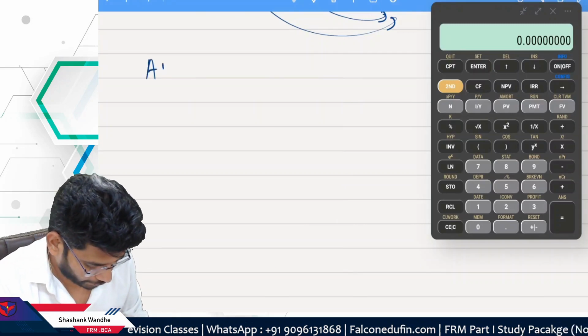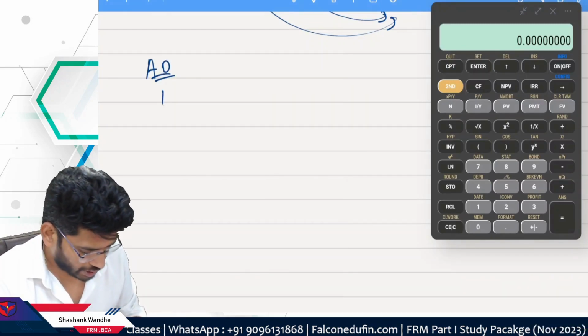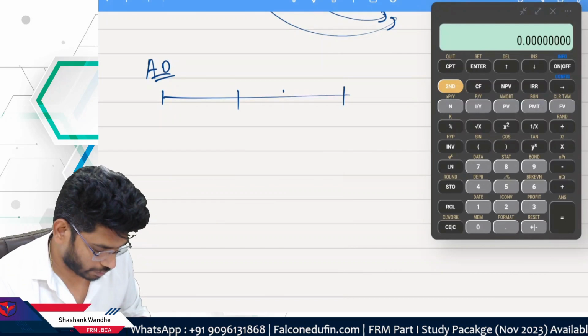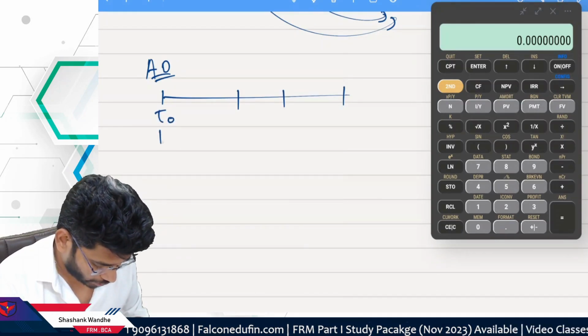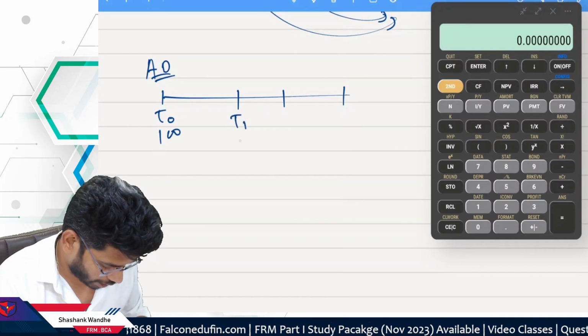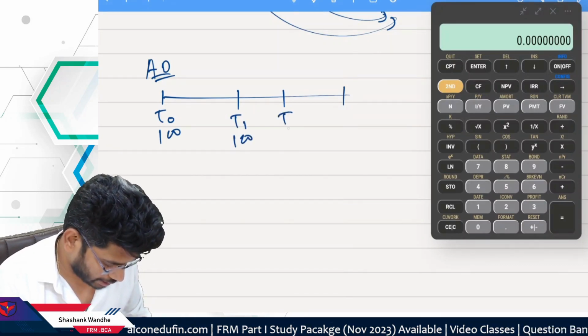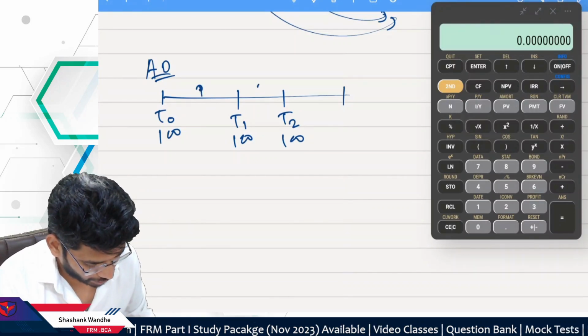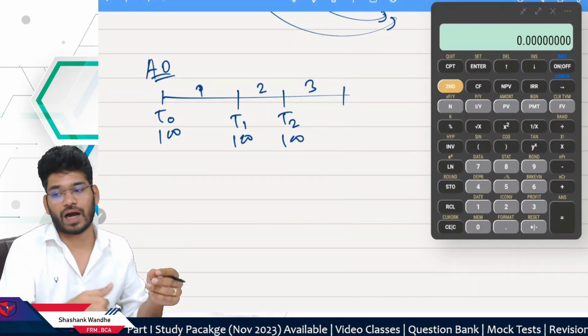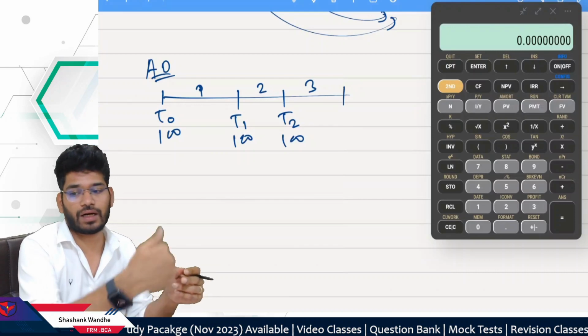Now we can do the calculation for the annuity due. What is the difference in the annuity due? In annuity due, the cash flow is starting from T0 like this. So this is T1 and this is T2. So again, the time period is 3 years only, 1, 2, 3, but the cash flow is starting from T0, T1, T2.